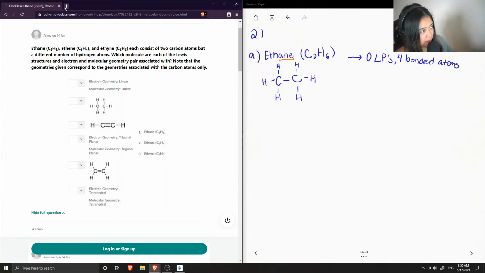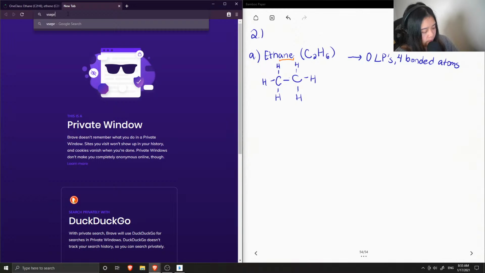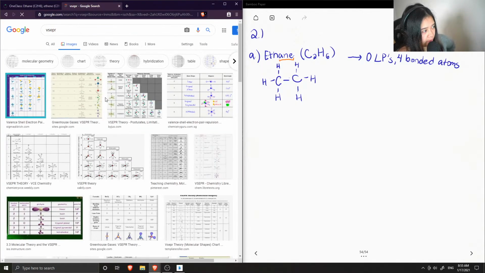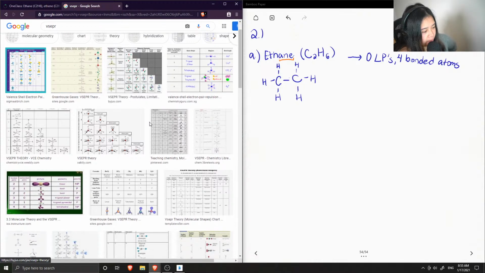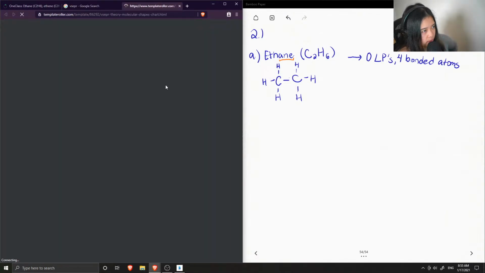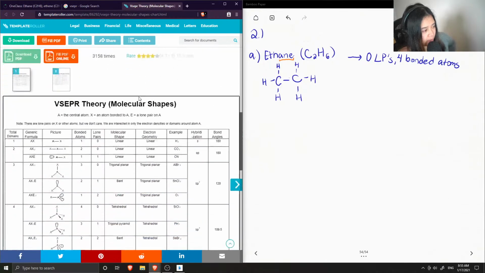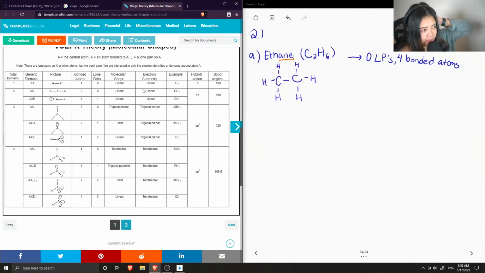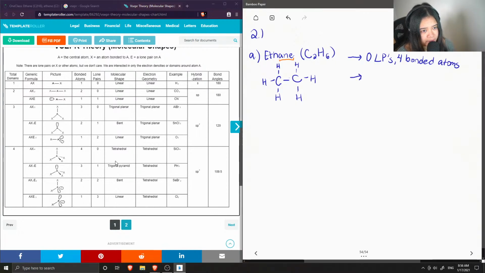Okay, so to help us answer this question, we can look up a helpful VSEPR theory table. I like to use this one because it has all the different columns that have hybridization and bond angles. And if we pair up the structure that has 0 lone pairs and 4 bonded atoms, we get this tetrahedral molecular shape and electron geometry. I'm just going to write that down over here.